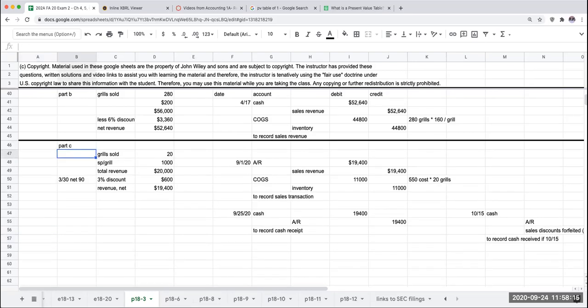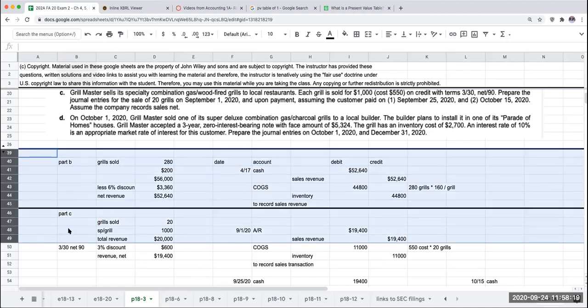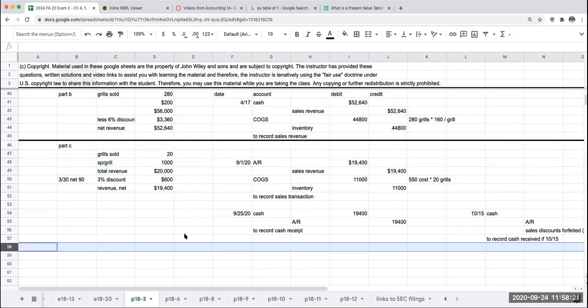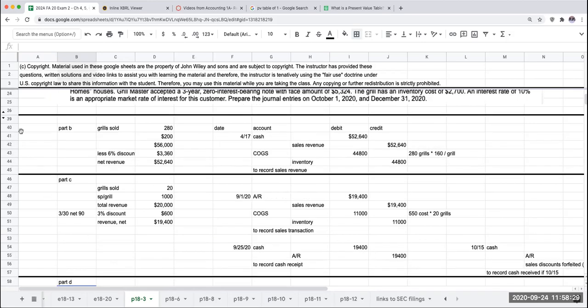Now we're going to get to the fun one, which is going to be part D. So let's go ahead and hide these up. We'll do another break right here. So let's go ahead and do part D.